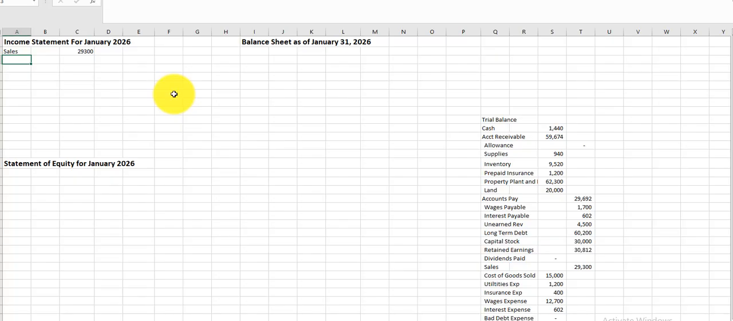Okay? Less cost of goods sold equals our gross profit. Okay. And then we can subtract our other expenses: utilities, insurance, wages, interest.